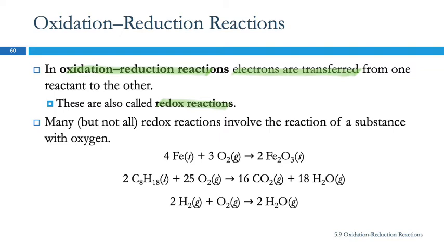A lot of redox reactions involve something reacting with oxygen, and that's how oxidation originally got its name: something is combining with oxygen, it's being oxidized. So here we see iron reacting with oxygen to form Fe2O3. Octane combusting, burning with oxygen to form carbon dioxide and water. Hydrogen and oxygen combining to form water. Now, when we look at these molecular equations, it's not obvious that any electrons have been transferred.